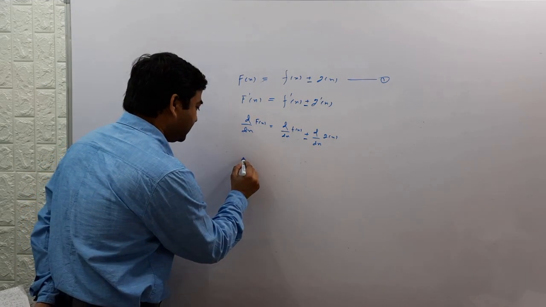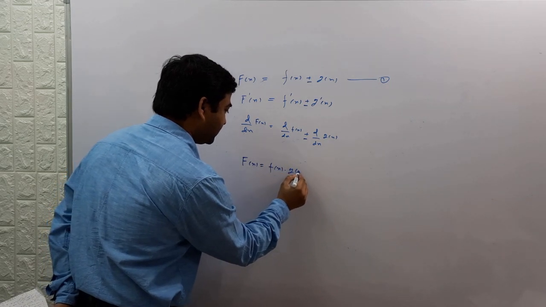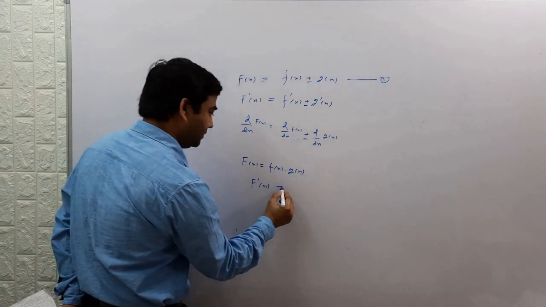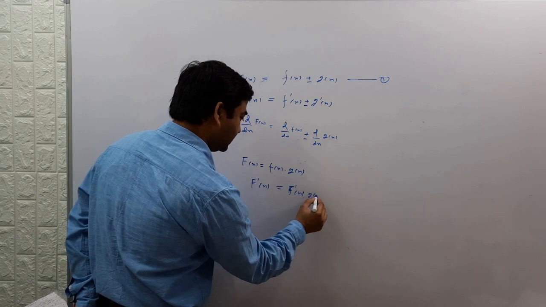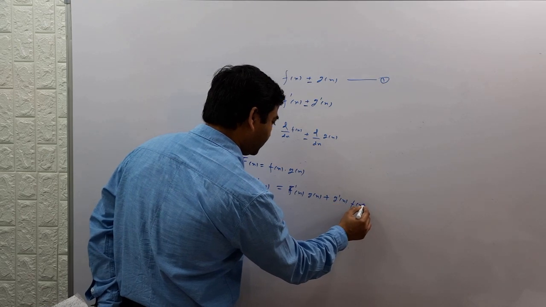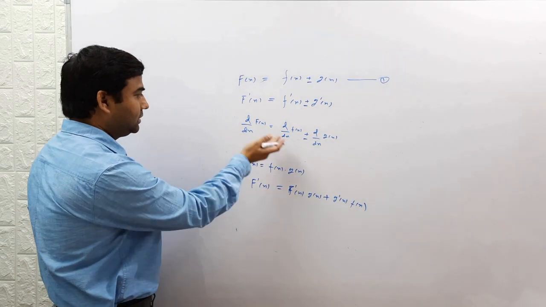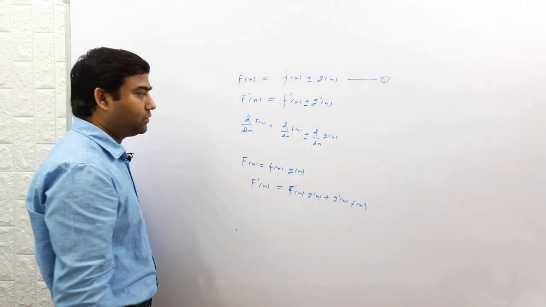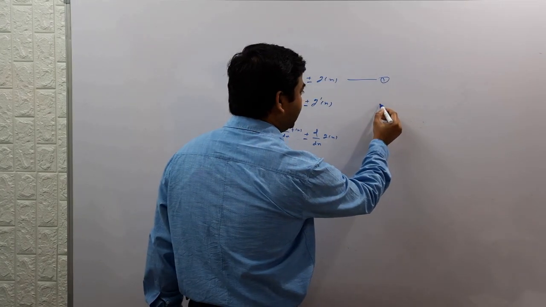Second property is the multiplication property, that is F(x) is equal to f(x) into g(x). So F dash x, the derivative of this multiplication, will be f dash x g(x) plus f(x) g dash x. This is in Newtonian form, Lagrangian representation. Similarly, by d/dx you can represent it in Leibniz form.